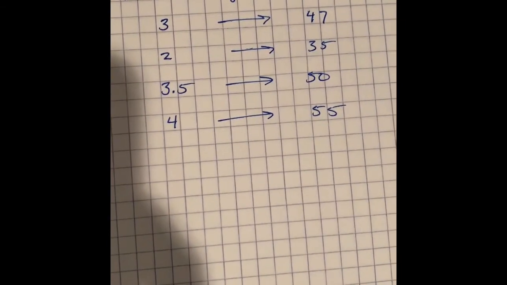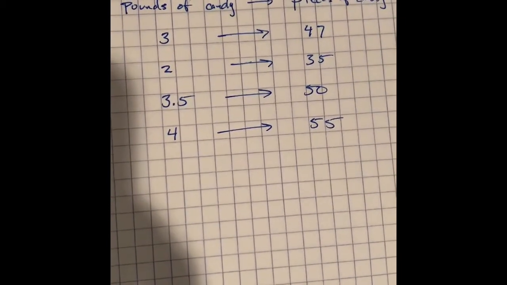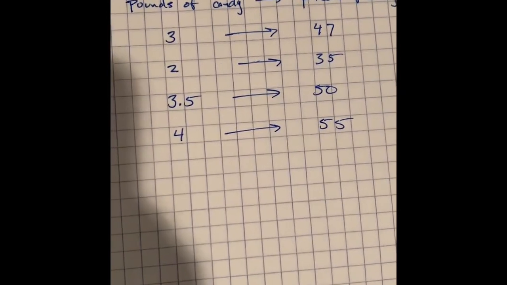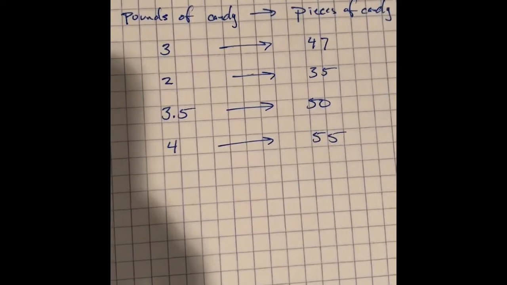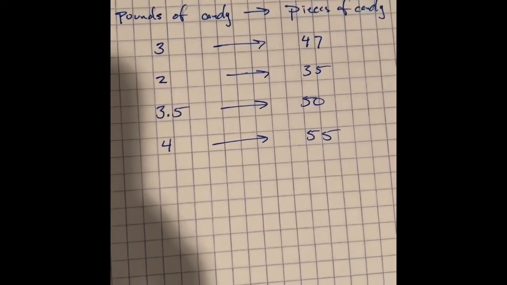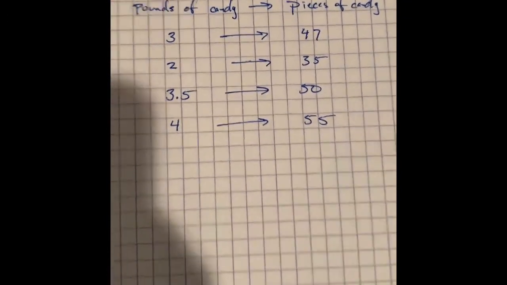Another time I had 2 pounds of candy, that ended up being 35 pieces. A third year I had 3.5 pounds of candy, that gave me 50 pieces. And the last year I had 4 pounds of candy and that ended up being a total of 55 pieces of candy. So knowing what you know about domain and range, give me one new input and output.